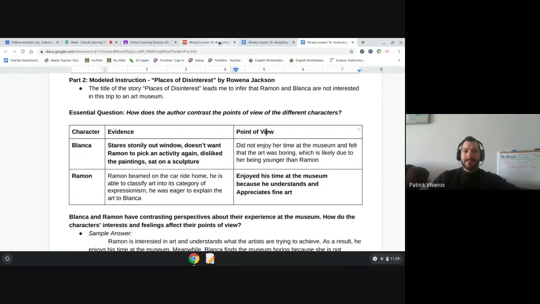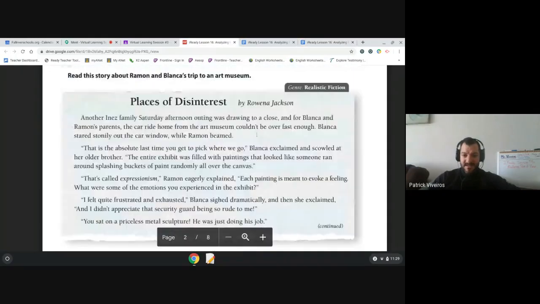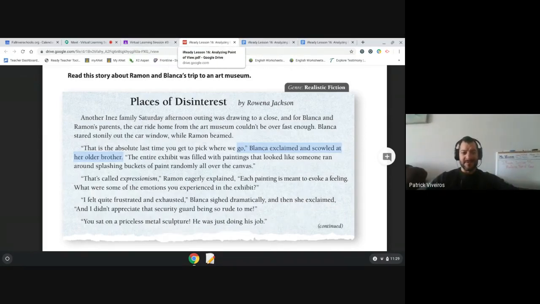It's going to go back to the text. It does mention that Blanca is younger, right here. It says Blanca exclaimed and scowled at her older brother. So that could be a possible reason why she finds the art boring or just doesn't understand it, because her intellect level isn't necessarily there yet.